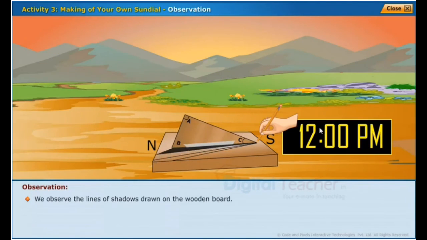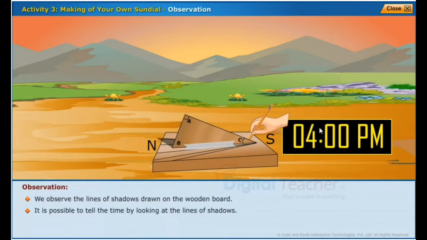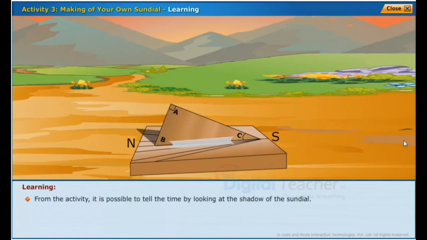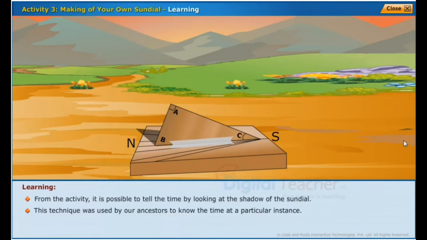Observation. We observe the lines of shadows drawn on the wooden board. It is possible to tell the time by looking at the lines of the shadows. Learning. From this activity, it is possible to tell the time by looking at the shadow of the sundial. This technique was used by our ancestors to know the time at a particular instance.